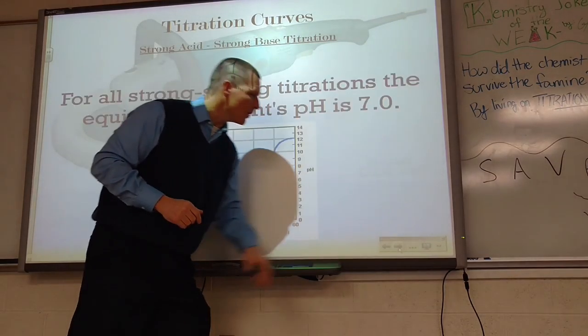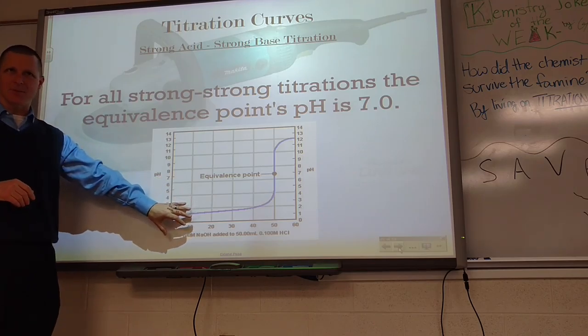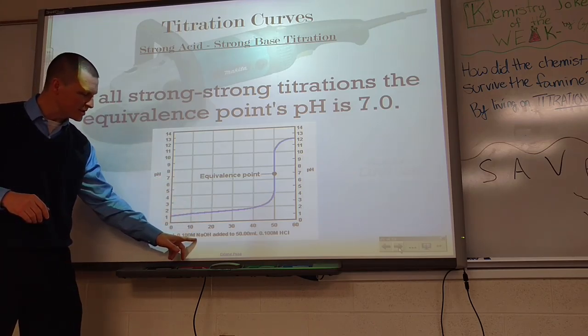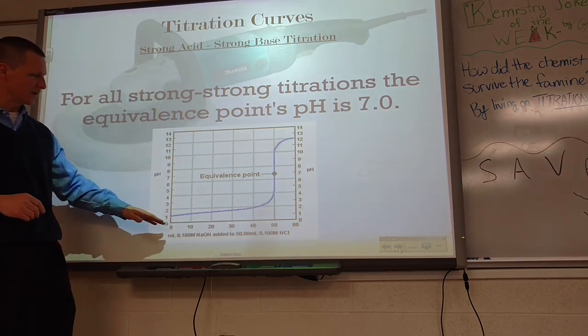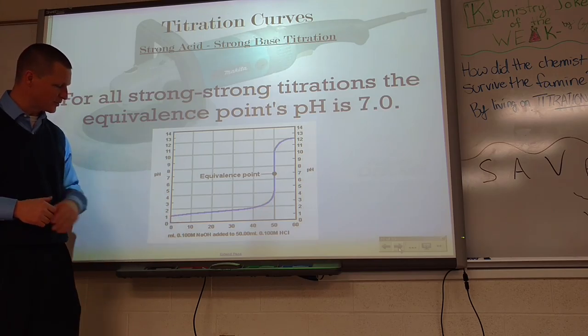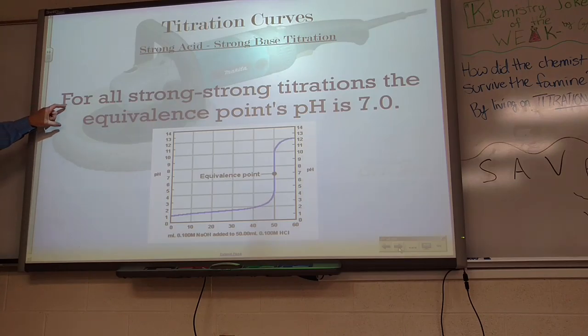All right. So, when we have a strong acid being titrated with a strong base, the graph or the curve always looks like this. Now, this is not the exact same graph because you can see this is 0.1 molar sodium hydroxide added to 50 mL of that. We didn't use the same HCl solution as what we started with. We started with a more concentrated HCl, so it was down below 1 at the beginning. But I want you to notice that the equivalence point for a strong acid, strong base titration is 7, and it always is. That's not true when you have a weak acid or a weak base being titrated.